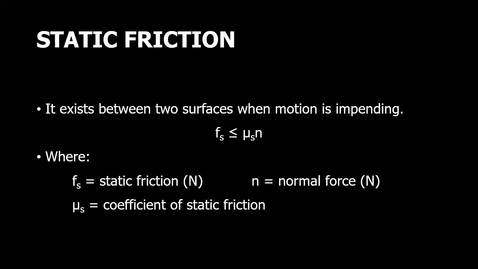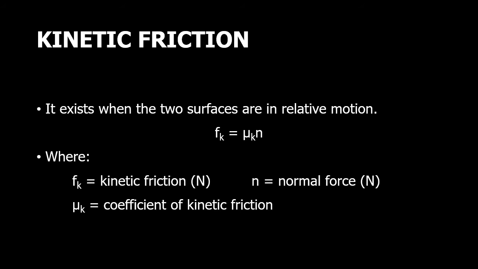When the value of the frictional force is less than or equal to the static friction, which is the maximum amount of friction for impending motion, that means the object in contact with the surface will still not move. Sa kinetic friction naman, it exists when two surfaces are in relative motion. So, pag nagkaroon na ng motion yung object na nasa surface or nag-slide na siya, doon na mag-exist yung kinetic friction. The formula of kinetic friction equals the coefficient of kinetic friction times the normal force.